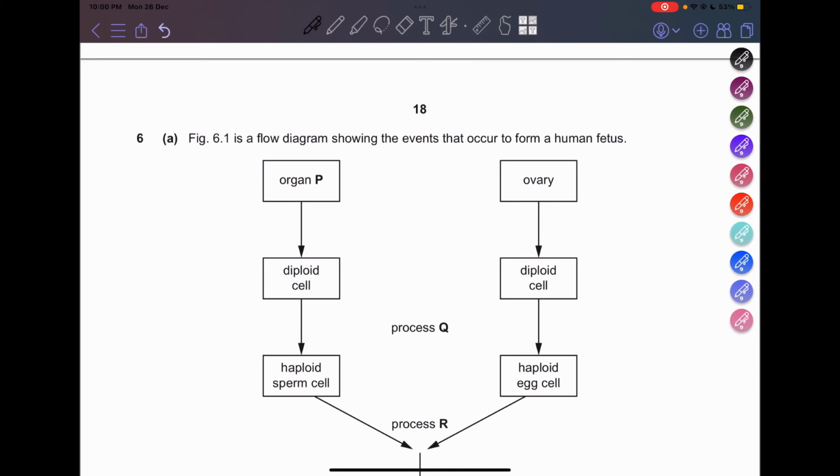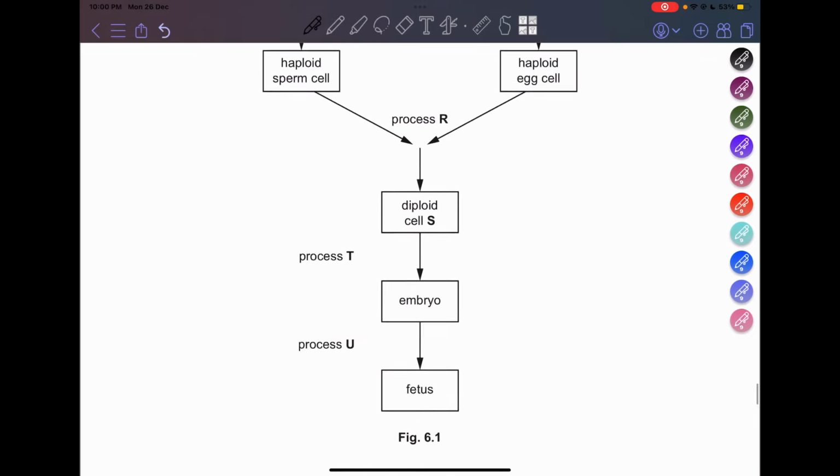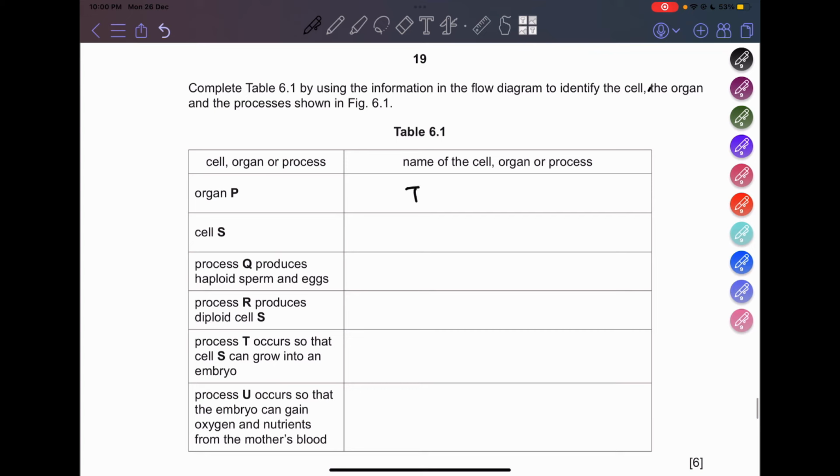Organ P is converted into a diploid cell. As we all know, diploid cells are produced from the testis or from the ovary. So over here, ovary is already written down. So of course, it's going to be the testis.